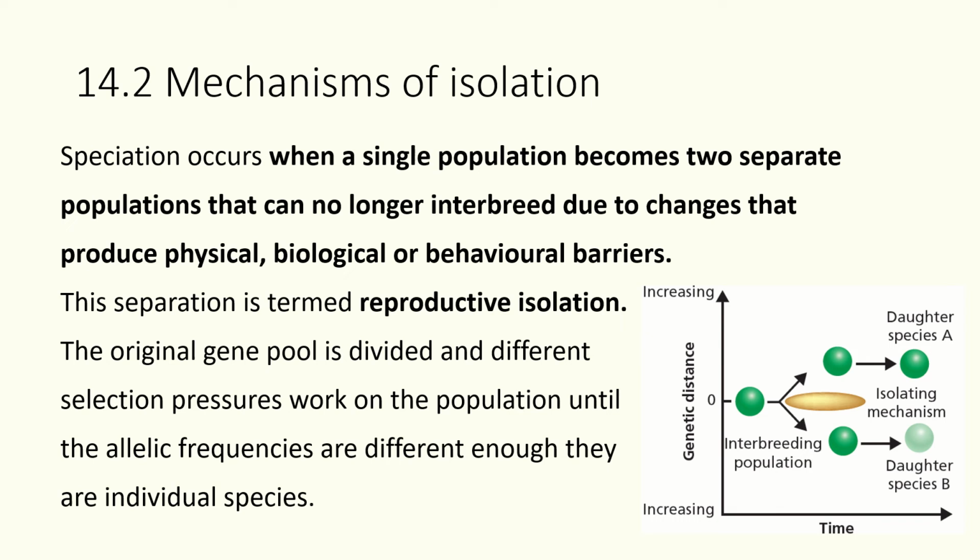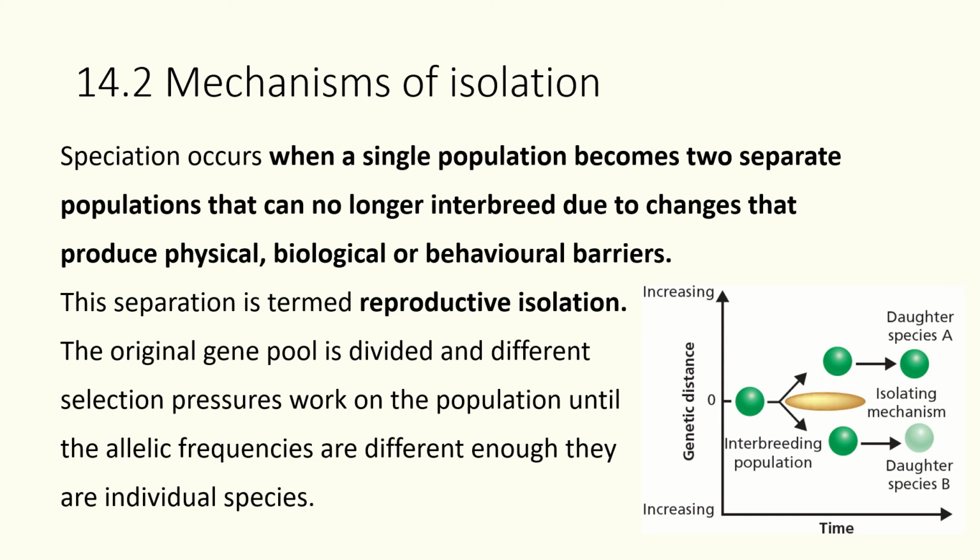So speciation, as we know, is that reproductive isolation, and it's when a single population over time becomes two separate populations that can no longer breed. And that's our reproductive isolation. So the original gene pool that we had is divided, and due to different environmental conditions, the selective pressures through microevolution will act differently on those populations, and will continue to act differently on those populations until the allele frequencies are so different that they become completely new species. So we have an accumulation of those microevolutionary changes.